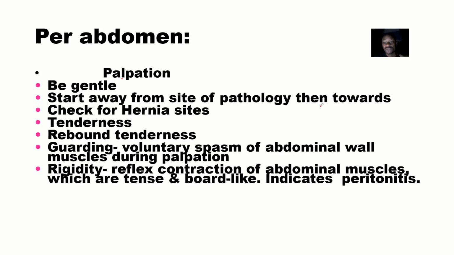Then stay away from the site of pathology. Then check for hernia sites. Check for tenderness. Check for rebound tenderness: when you put your hand and you're about to remove it, the patient feels some sharp pain. Then check for muscle guarding, which is a voluntary spasm of the abdominal wall muscles during palpation. Then check for rigidity, which is reflex contraction of the abdominal muscles, which feels board-like. If this rigidity is there, it indicates peritonitis.